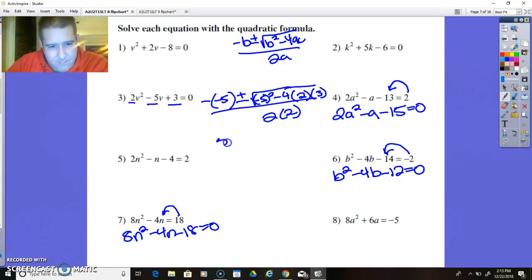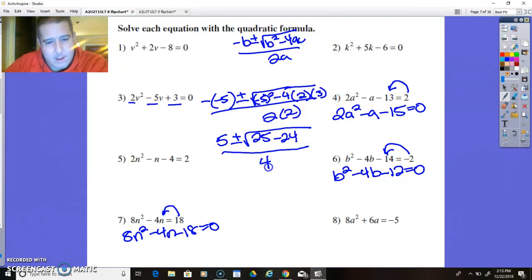All right, so the opposite of negative 5 is 5, plus or minus the square root of negative 5 squared, which is 25. Negative 4 times 2 is negative 8. Negative 8 times 3 is negative 24. Now, I already know that I'm not going to get a complex solution in this case, because 25 minus 24 is a positive number. And anytime you have a positive discriminant, you're going to have either 2 answers or 1 answer. Well, I guess if it's 0, you're only going to have 1 answer. In this case, I know I'm going to have 2 real solutions.